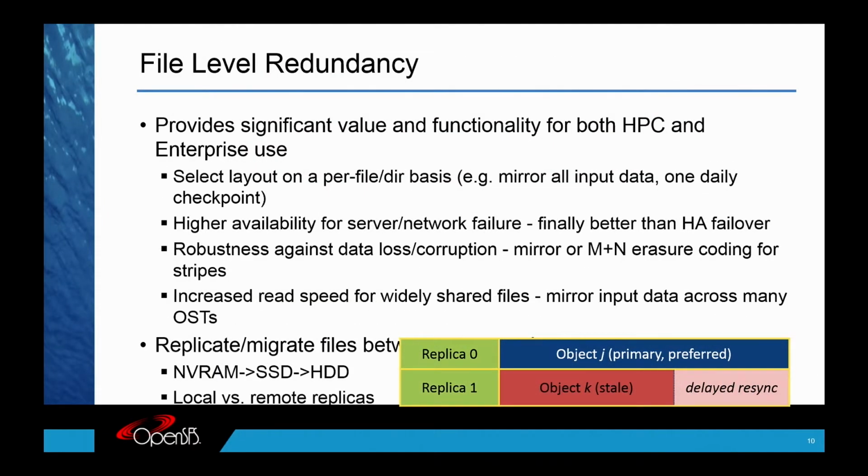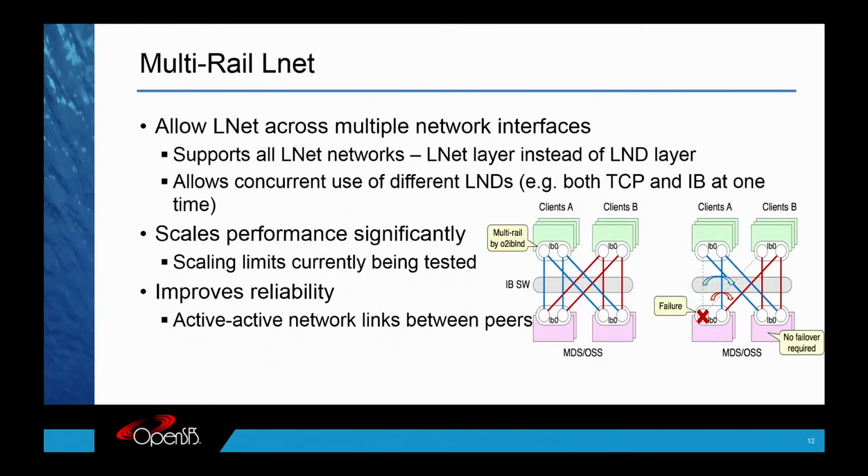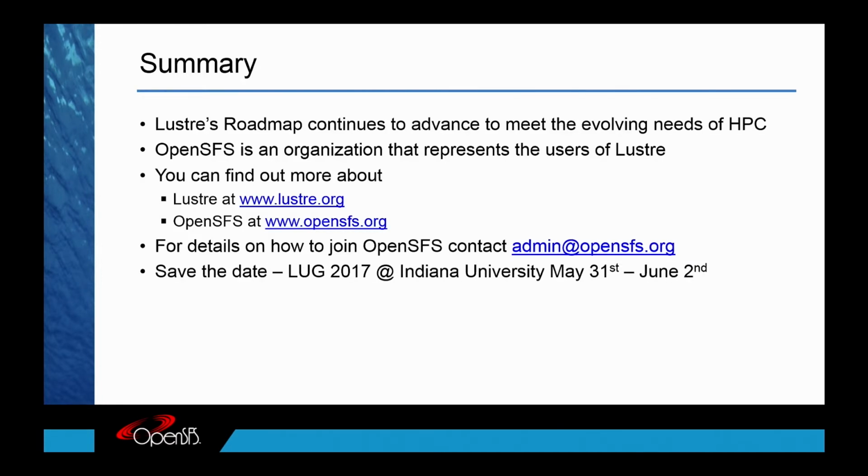That also allows redundancy for those with small files who want to be able to do redundancy within the file system. Small file I/O will be increasing in Lustre, and things like having multiple rails for your Lustre file system for higher throughput. And some administration improvements, including getting the Lustre client into the upstream Linux kernel.